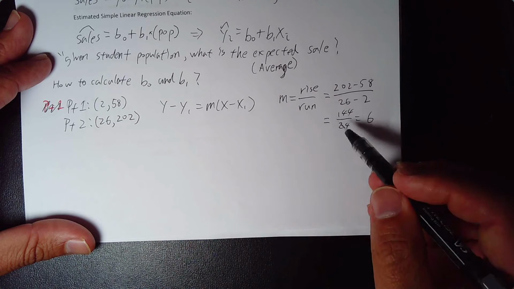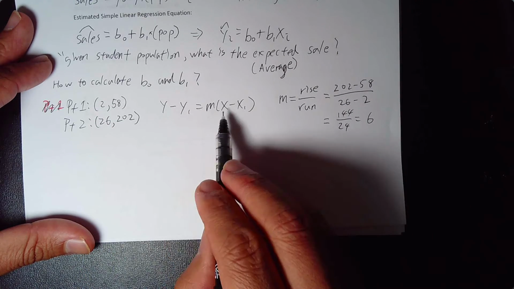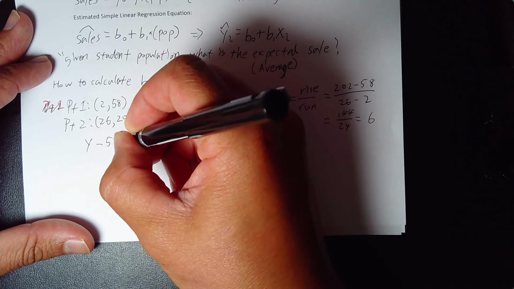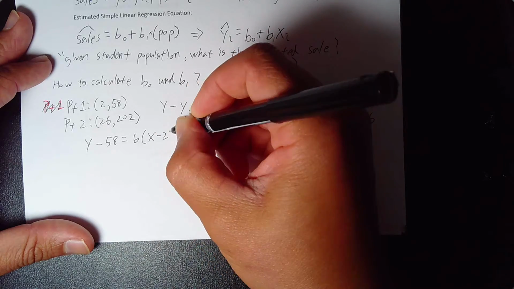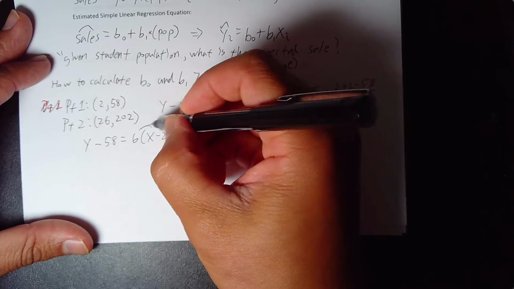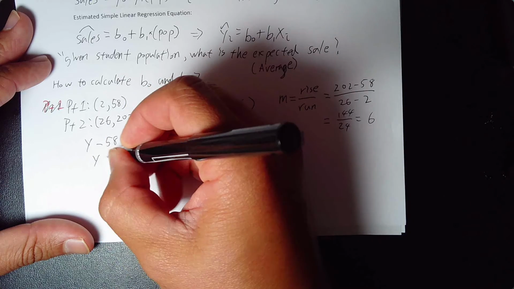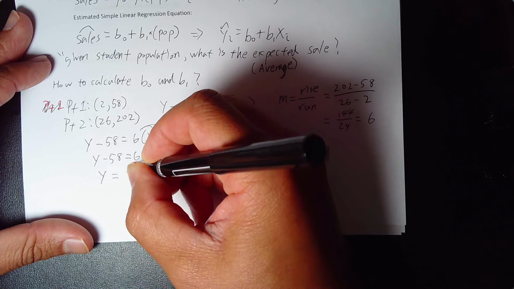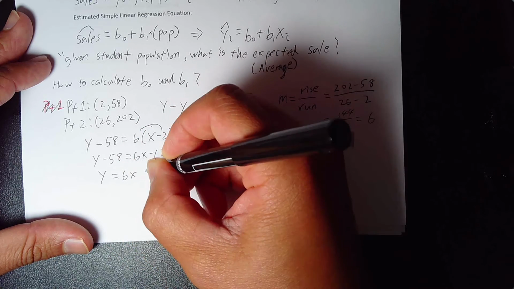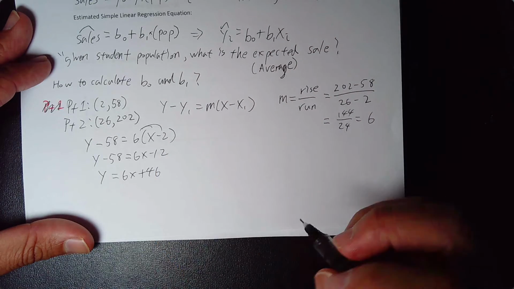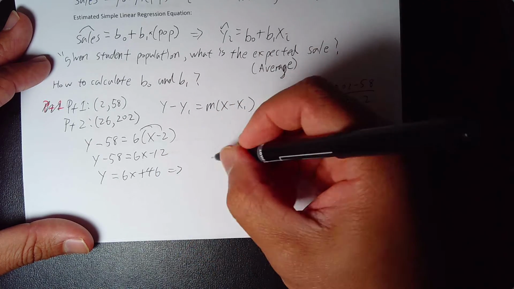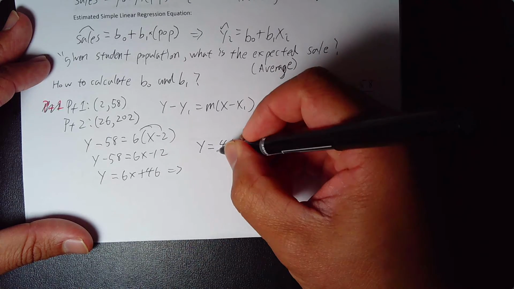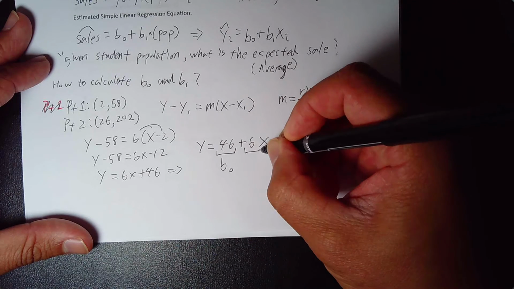Once I have the slope, all I need is one of the points to plug in, and I can finish my equation. So I'm going to go ahead and use the first point here. Okay, and then I just go ahead and distribute, do a little quick algebra. y minus 58. And then this gives me y equals 6x plus 46. Or I can write it like this: y equals 46 plus 6x. Now here, this is my B0, and this is my B1.